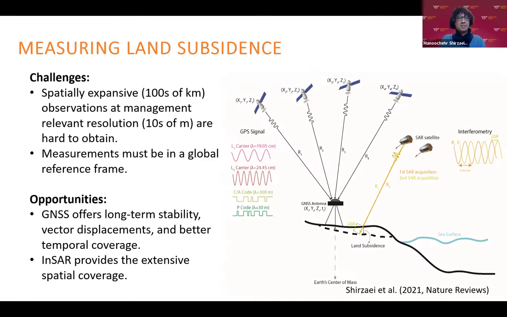So we have one challenge here. One of the big challenges when you want to use vertical land motion measurements for studying the coast is that the observation along the coast must be extensive because coasts are extensive. We need hundreds to thousands of kilometers of coverage, but at the same time, we need high resolution to be relevant for management purposes. So these challenges provide us with an opportunity to bring two communities together: the GNSS community and the InSAR community. Because GNSS measurements are long-term and give the 3D vector or 3D displacement field, while the InSAR measurements are especially extensive, but they are in the local reference frame. Combining these two data sets provides us with observations that answer both needs and those challenges.